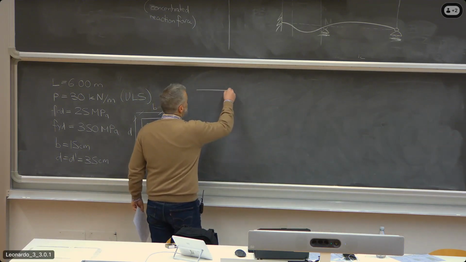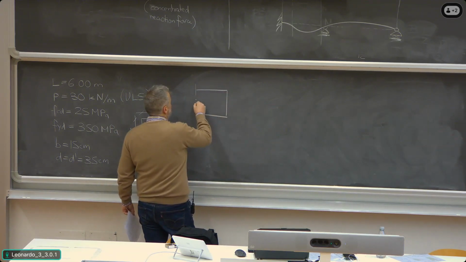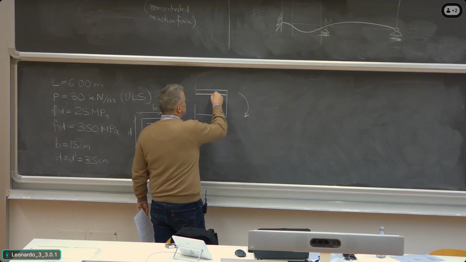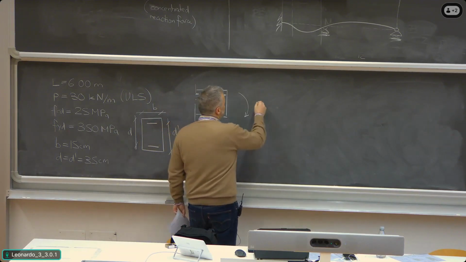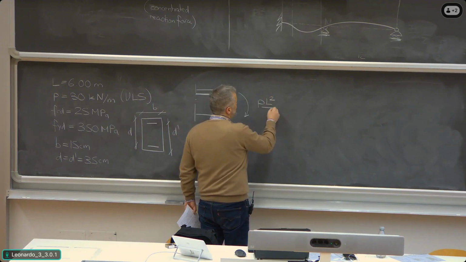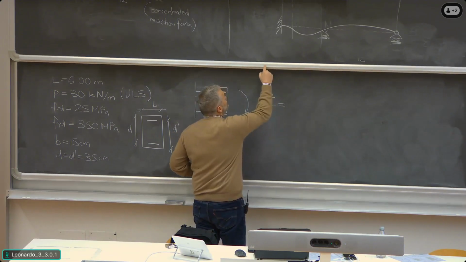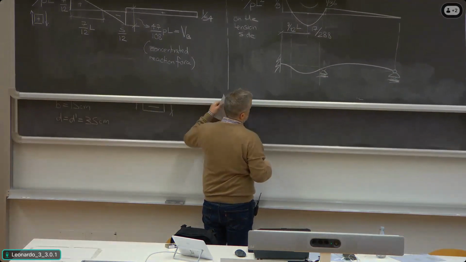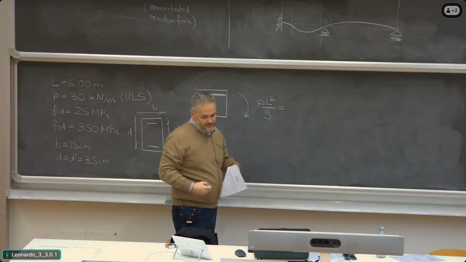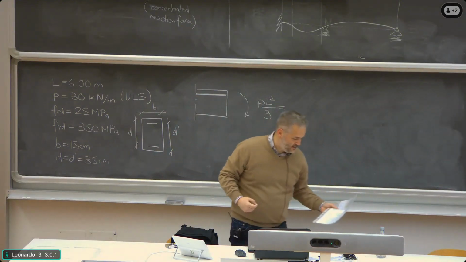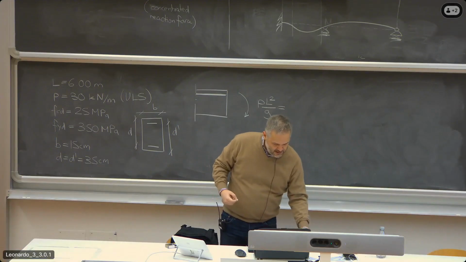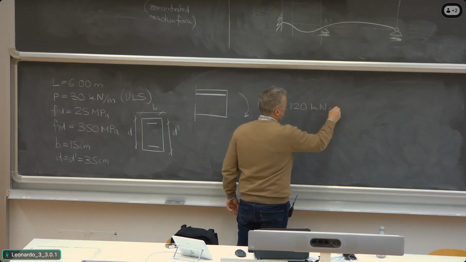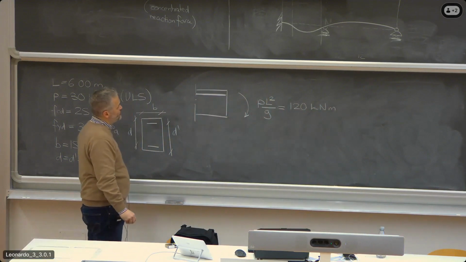So our situation in this case is we are looking at section A, which is subjected to a negative bending moment, so we are interested in the top reinforcement. Okay? This value, remember, it's PL squared divided by 9. So this value here, the number, if you look at it, I already got it. It's basically 120 kilonewton meter.